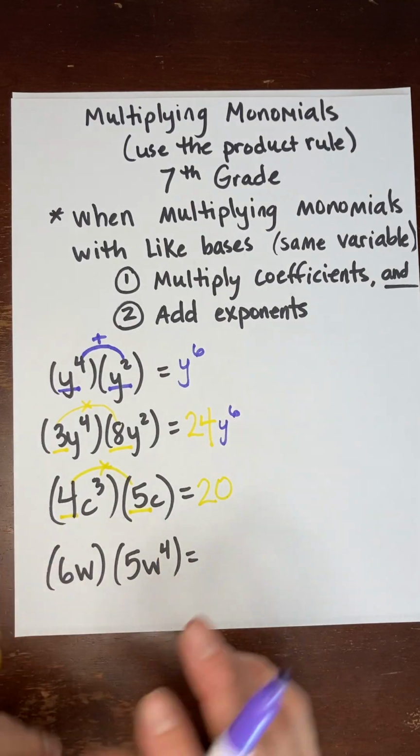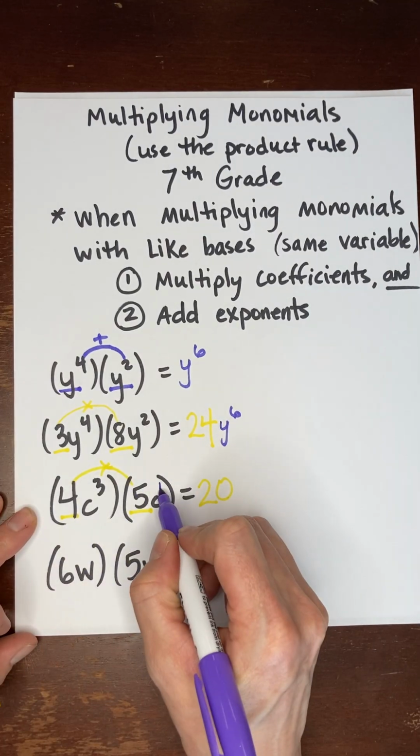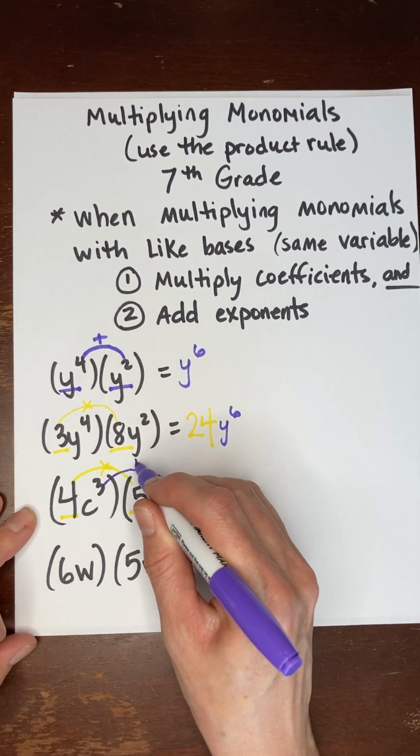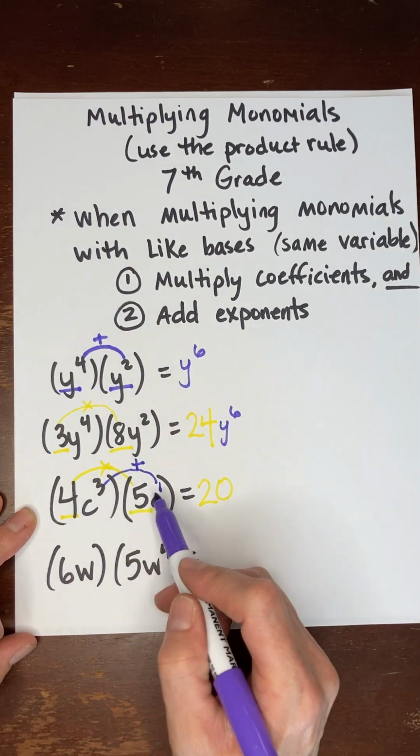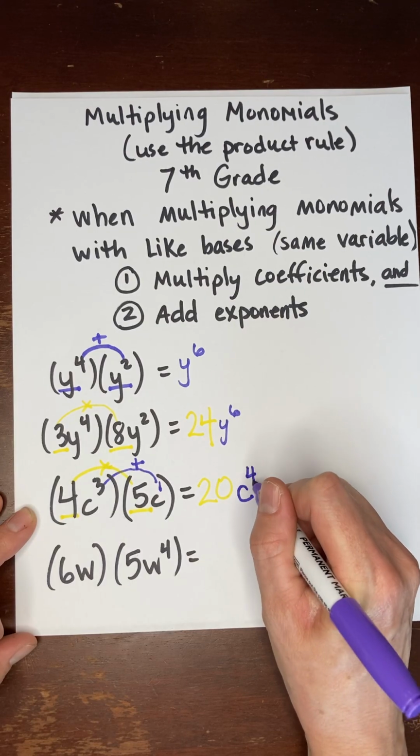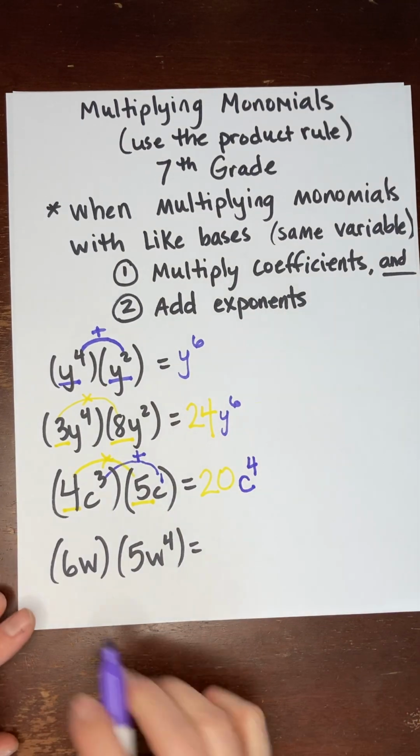Now I've got c cubed and I have c. Anytime there's no exponent, it's just an exponent of 1. So I'm going to add the exponents. 3 plus 1 is 4. So my variable is c to the 4th power.